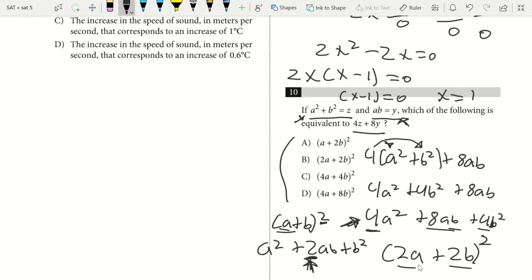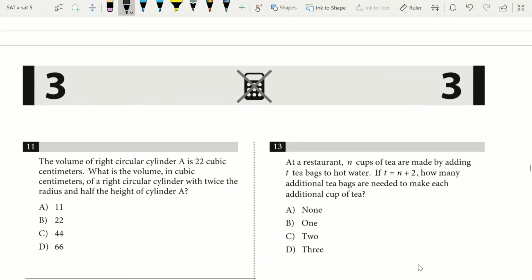So we can see that this equation here will be our solution. So now we just find which equation matches it, and the only equation that matches our equation is B. So B will be our correct answer. Question 11.